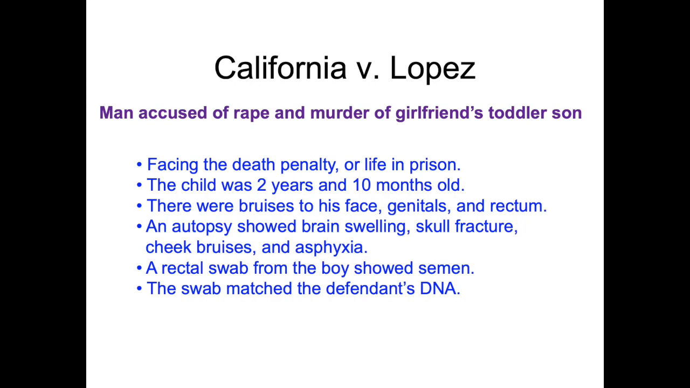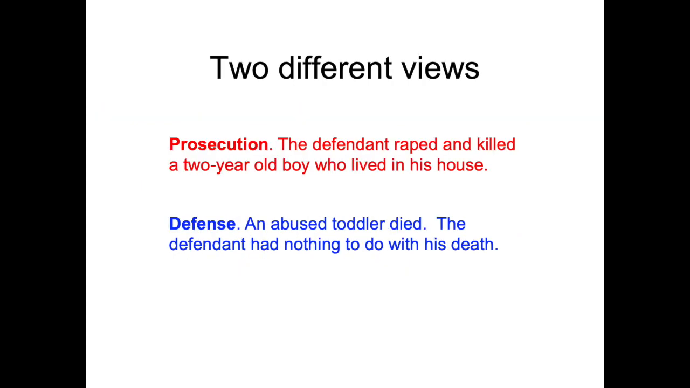There were bruises to his face, his genitals, his rectum, and an autopsy showed brain swelling, skull fracture, cheek bruises, and asphyxia. A rectal swab from the boy showed semen, and the swab matched the defendant's DNA. There were 2 different views of the case. The lawyers on opposing sides had different theories or hypotheses about what happened. The prosecution believed that the defendant raped and killed a 2-year-old boy who lived in his house. The defense believed that an abused toddler died. The defendant had nothing to do with his death.